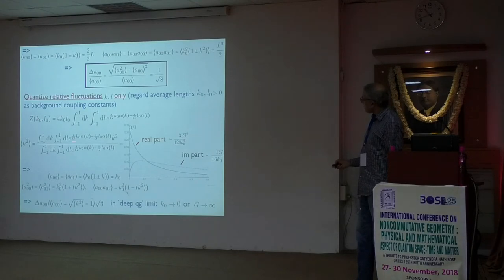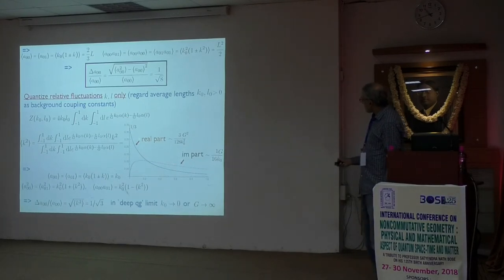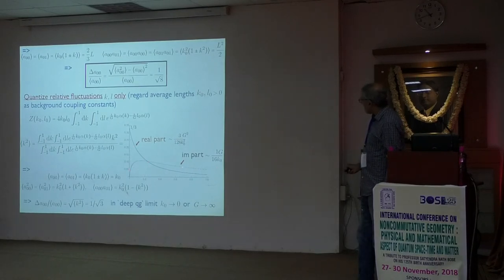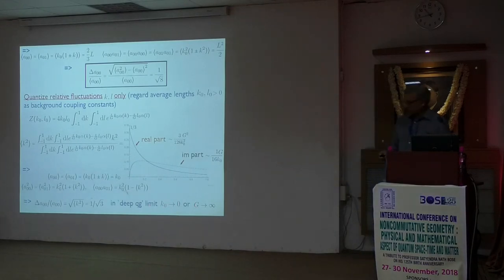The integral looks like this again. This time you can do the integrals again, and this integral, I haven't got it in closed form, but it looks like this. And it has a real part and an imaginary part. Now the imaginary part is what you expect for a scalar field. So for weak G, this looks like a scalar field. If you look carefully at what I had before, the expectation values, the correlation functions, they had an i in them. And that's exactly what you get, a scalar field at weak G. But at large G, in fact, the imaginary part goes to zero, and this part goes to a third. So what you have is a constant relative variance, and it comes out now to be 1/√3 in the deep quantum gravity limit where G goes to infinity or K0 goes to zero. So this is another quantum gravity effect seen this way.